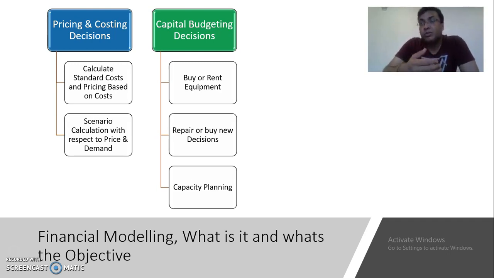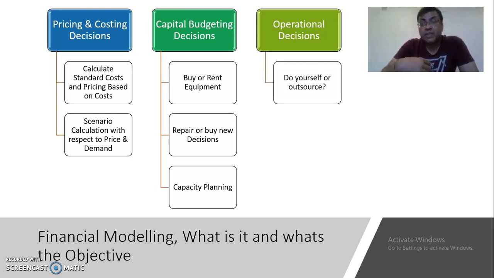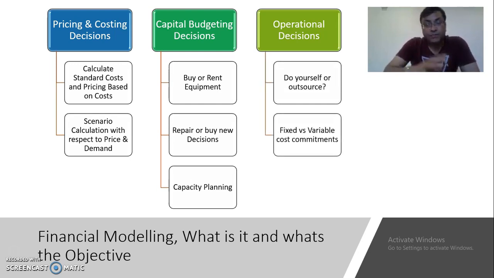We make the projections, and we evaluate what the benefits of our decisions are and what the costs of our decisions are. And then we do operational decisions, where we decide whether we want to do something by ourselves or outsource certain things. Do we want to commit to a fixed cost or remain with a variable cost? For example, automation is a fixed cost, but then the variable costs are very little, while manual work is more on variable cost but less on fixed cost.